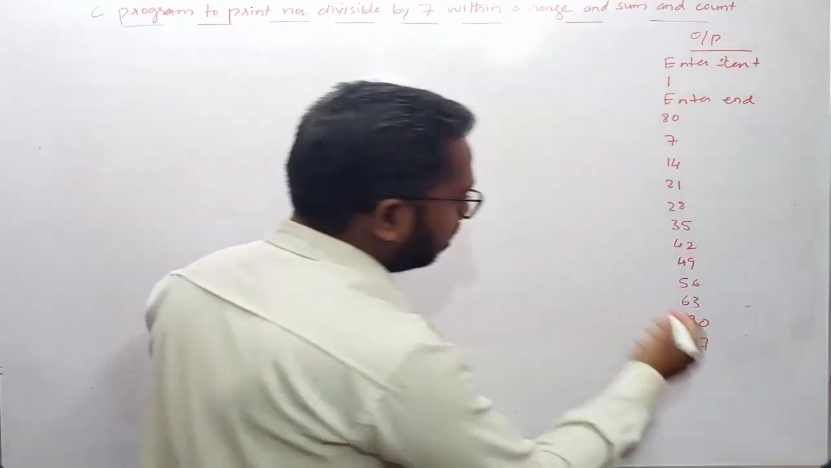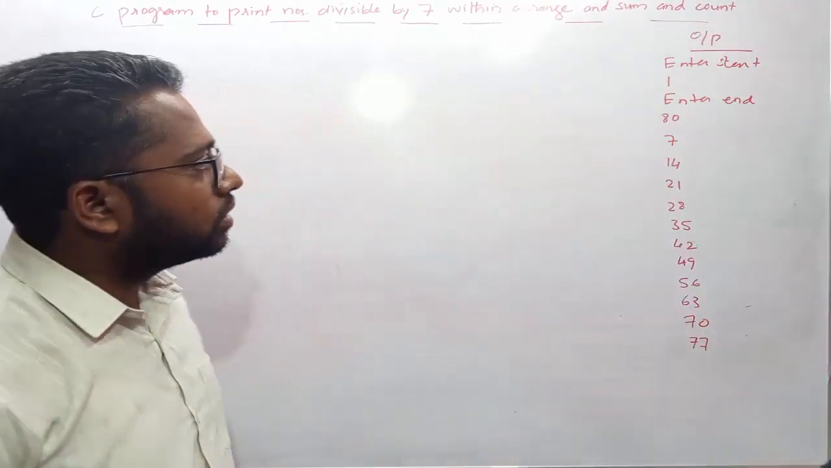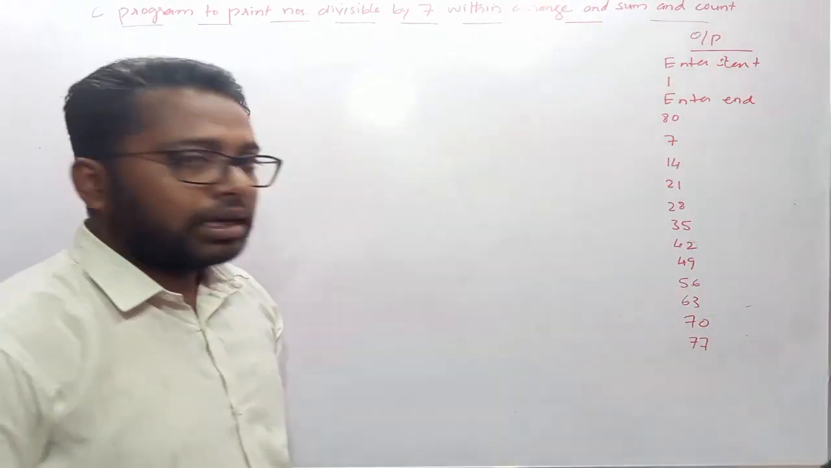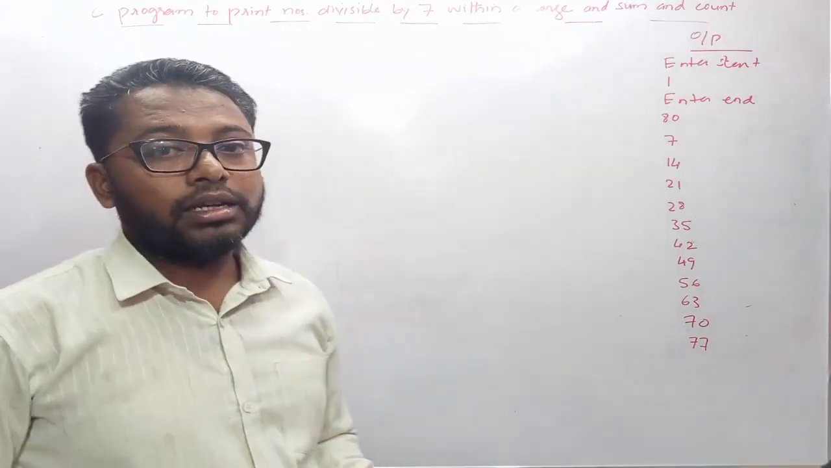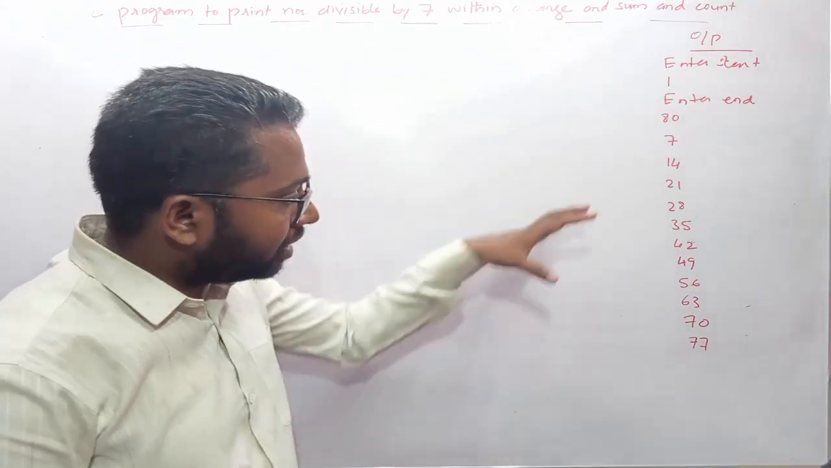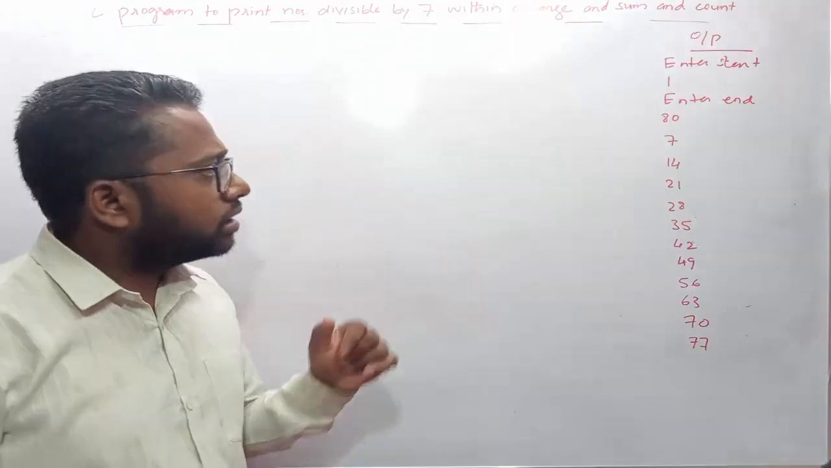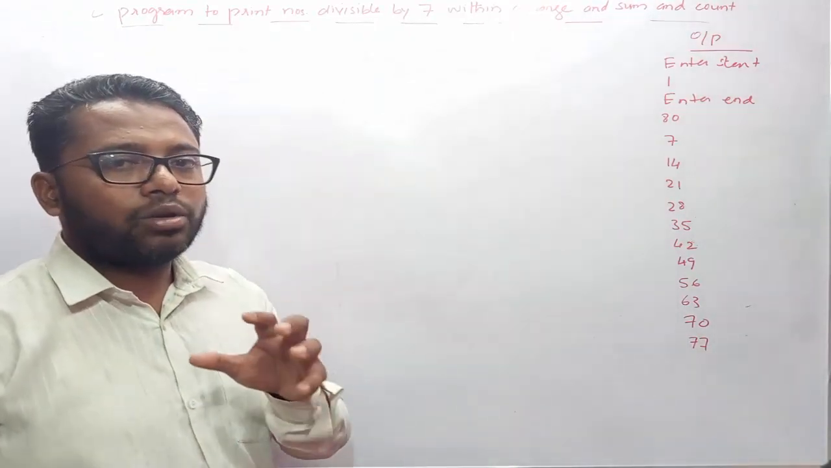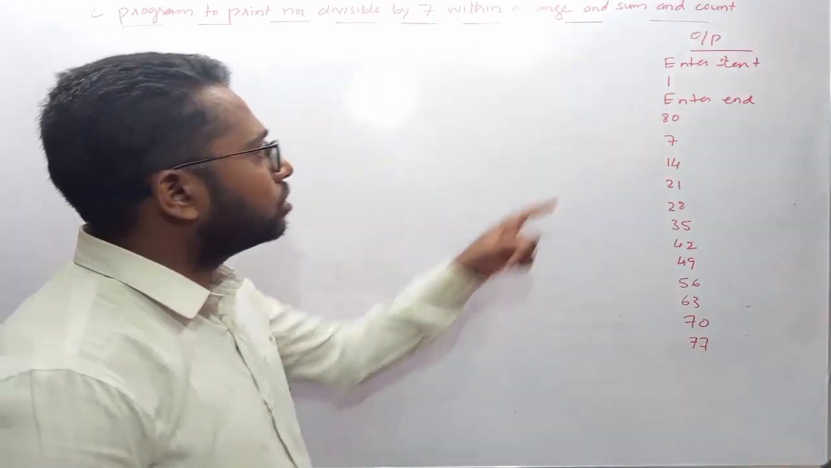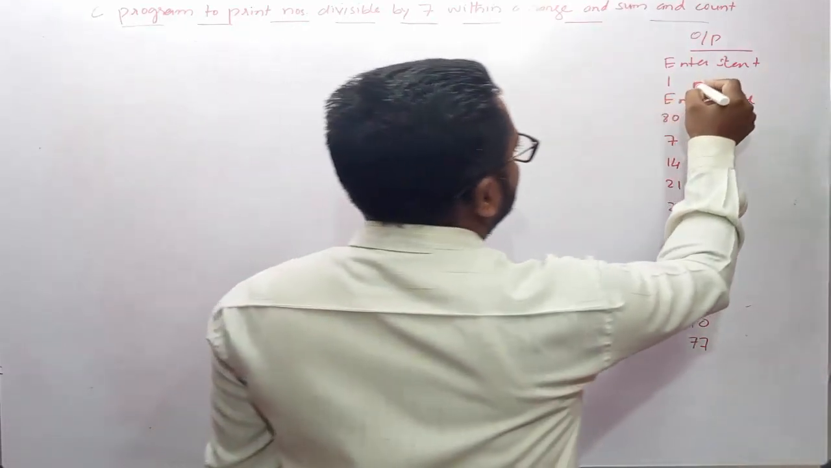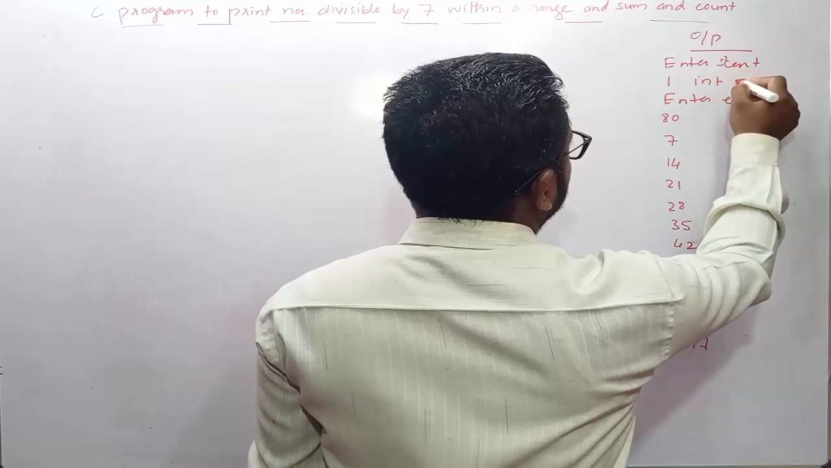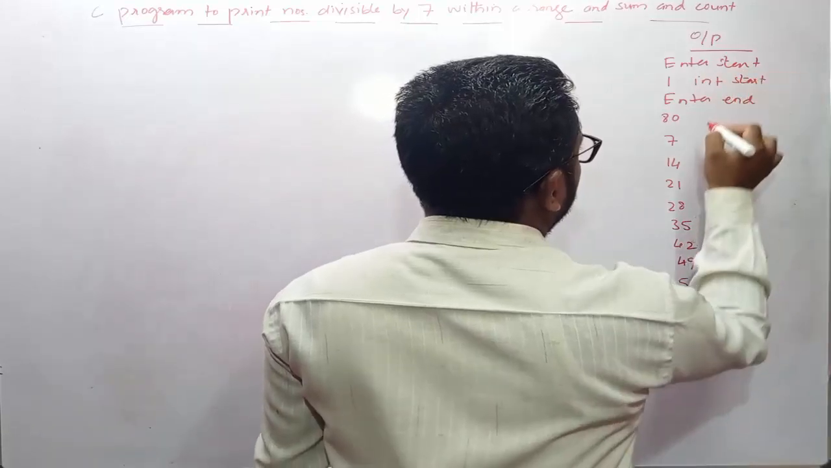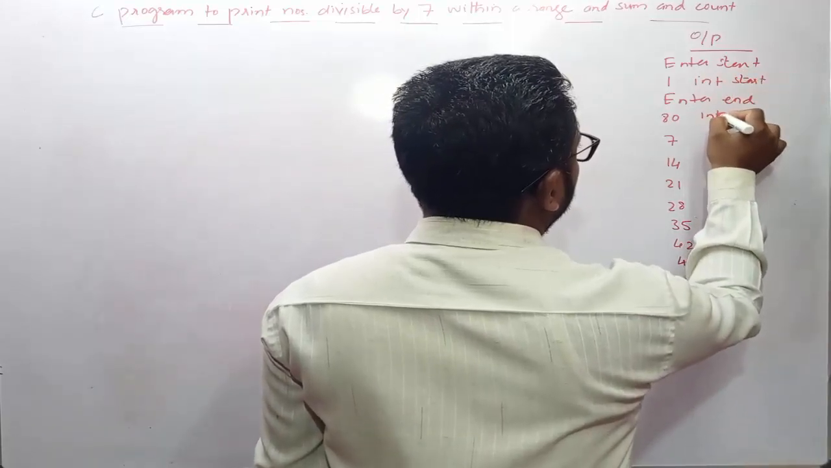7. So these are the numbers which come within the range of 1 to 80 which are divisible by 7. We need to display this output. So how can we get this output? Now you can see, first of all we need to declare two variables which will hold the values of start and end. For that I will create one variable of type integer start, and then one more variable of type integer end.